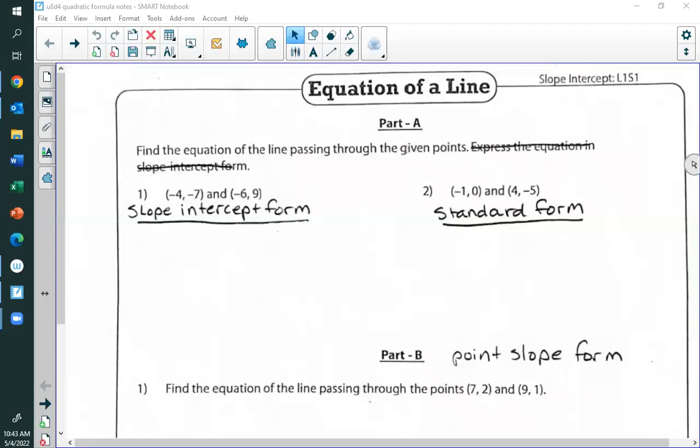So this is unit 8, day 4. We're going to learn about quadratic formula today, but first we have a warm up that's kind of an SOL review.